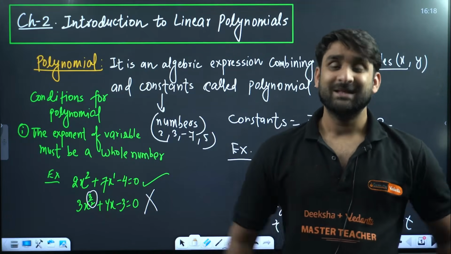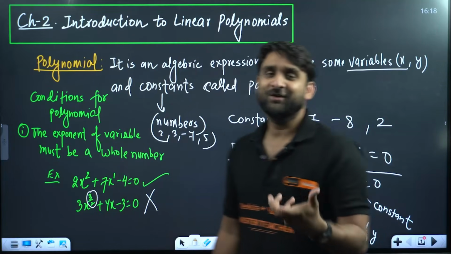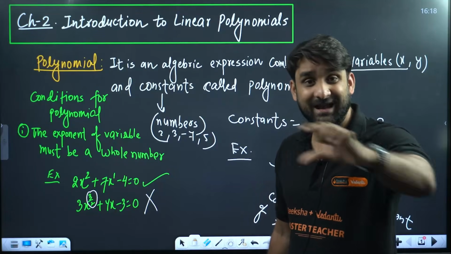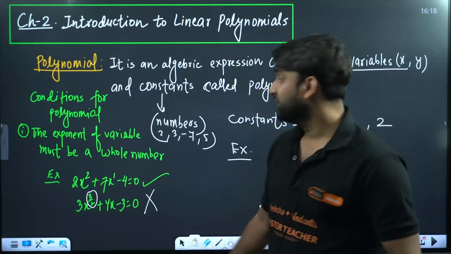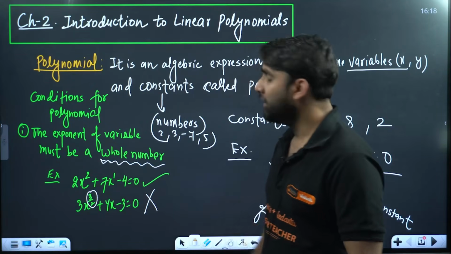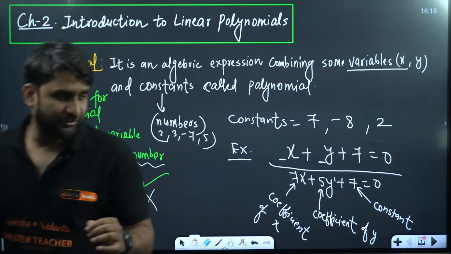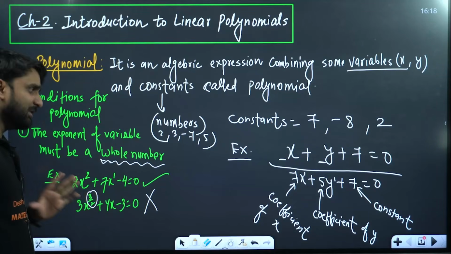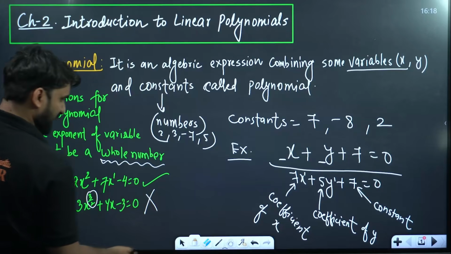So for a polynomial, the exponent of the variable, in simple words we also call it power, the power of the variable must be a whole number. Then only we can say that the given algebraic expression is a polynomial. This is the condition, my dear. So the exponent of the variable must be a whole number. This is a very important thing. You must make sure to observe, whenever you are looking at any equation, the power of the variable must be a whole number.